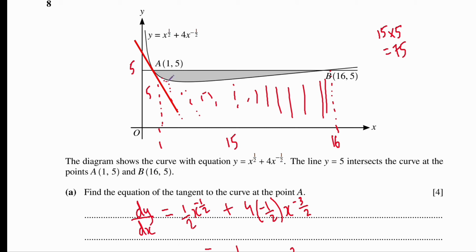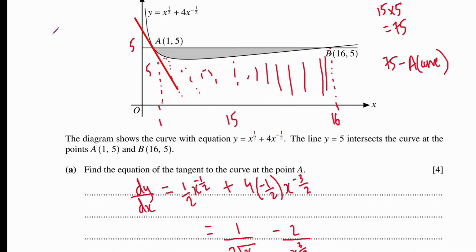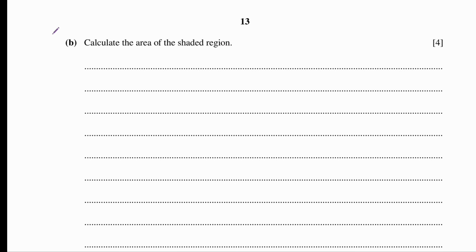And if I subtract the area underneath the curve from 75, then I'll be left with this area right here, which is the area that we need. So we can just do 75 minus the area underneath the curve. Well, let's do that. Instead of getting 75 from there, we could just have y equals 5 as one of the other curves. Let's do both ways actually. Let's do the first way I said first so we don't get confused.